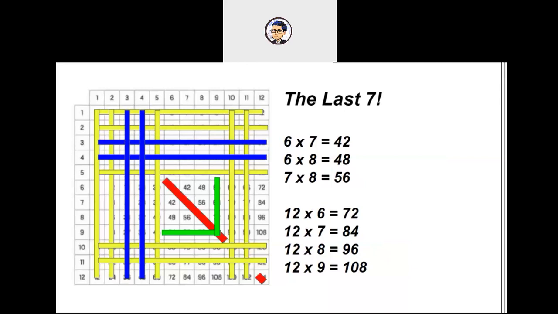We have 6 times 7, 6 times 8, 7 times 8, 12 times 6, 12 times 7, 12 times 8, 12 times 9. These are the ones that I like to learn. These are the ones that I like to practice. The other multiplication number facts you can just know from the rule. If you think about all the rules and strategies that we've gone through, if you apply those strategies, multiplication number facts will come to you a lot more easily.